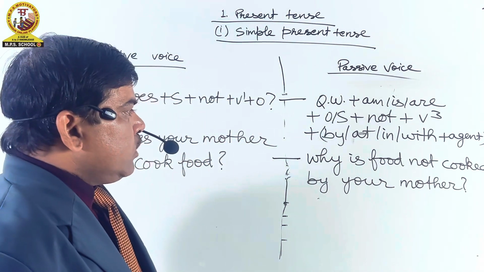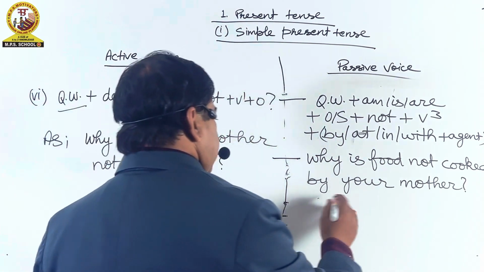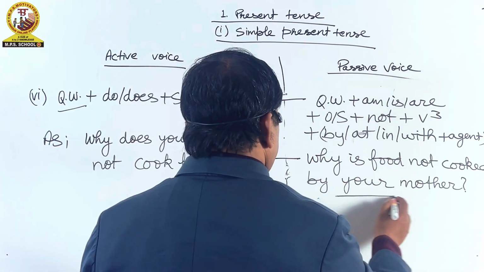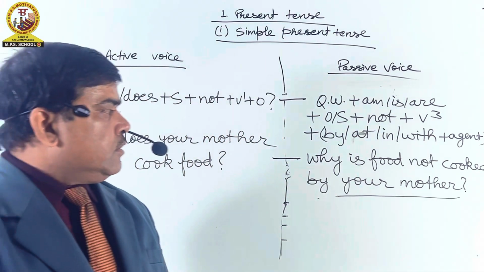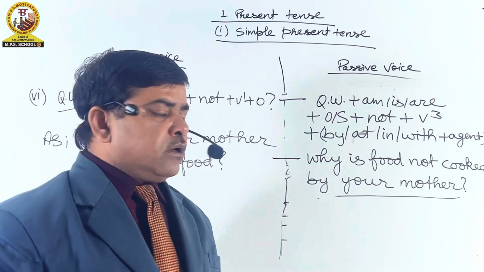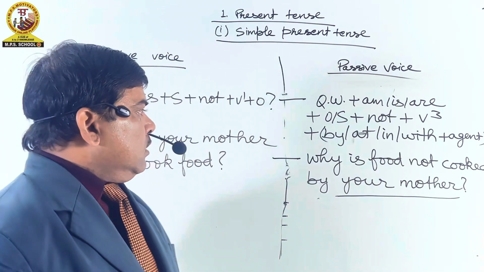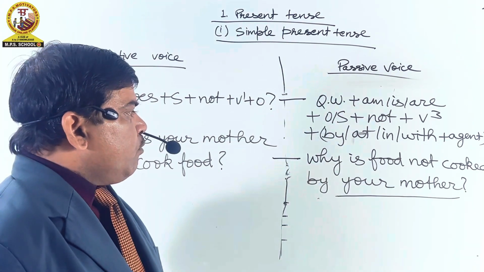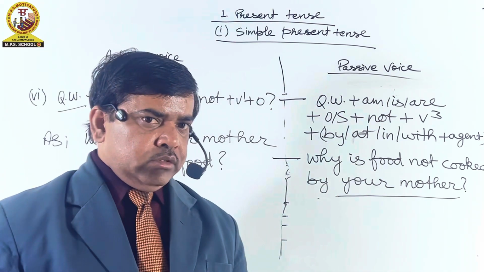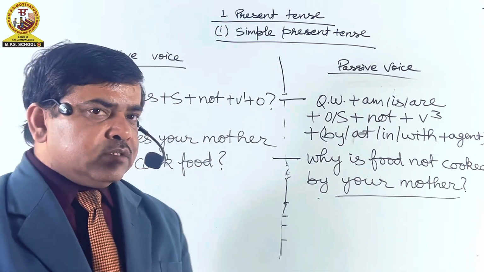Why is food not cooked by your mother? Here agent is required to be used, because if we don't use here by your mother, it will not be clear, it will not be clarified who cooks food, and by whom is food cooked. It is necessary to use here by plus agent.